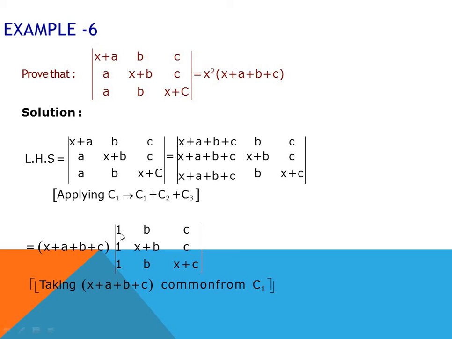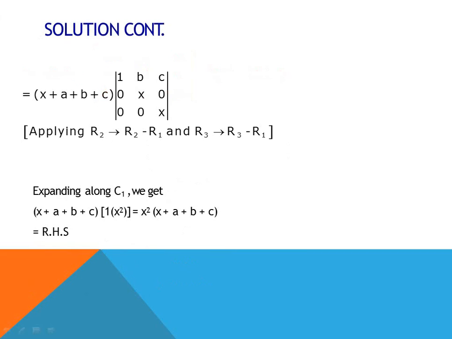To get the zeros, we can subtract two rows. Follow the operation R2 equals R2 minus R1 and R3 equals R3 minus R1. If you follow this operation, then you will get this determinant as x plus a plus b plus c into this value. So the very first step is to solve the determinant so as to get something common from the rows or columns.